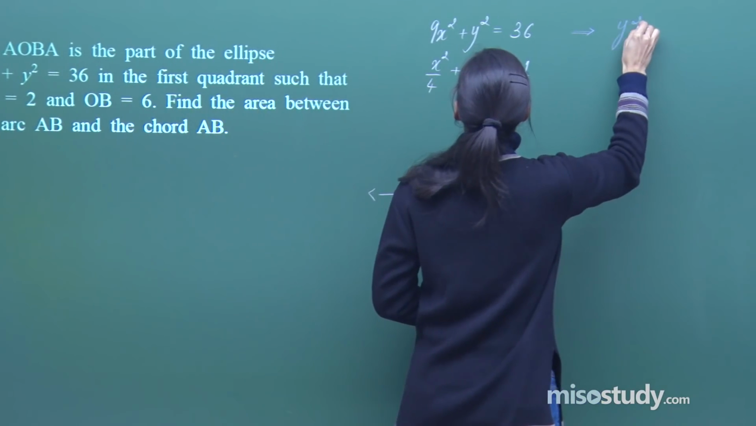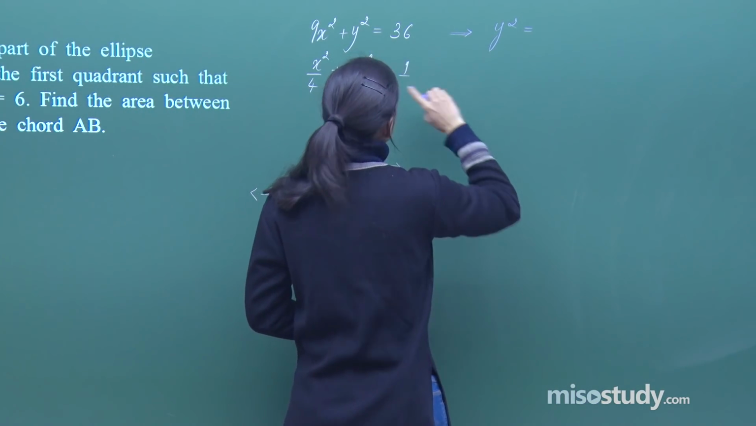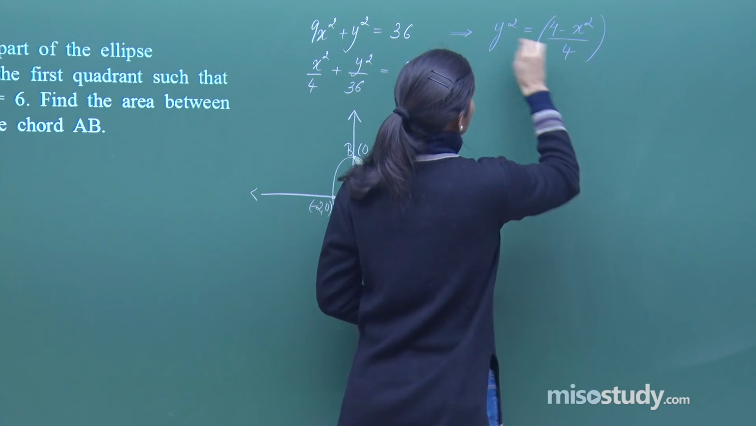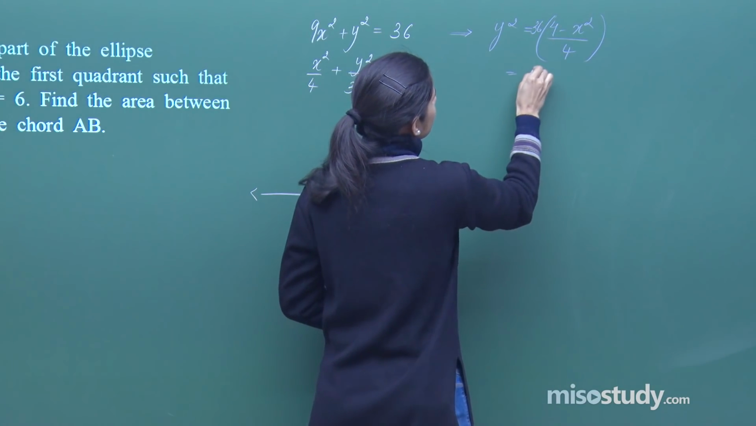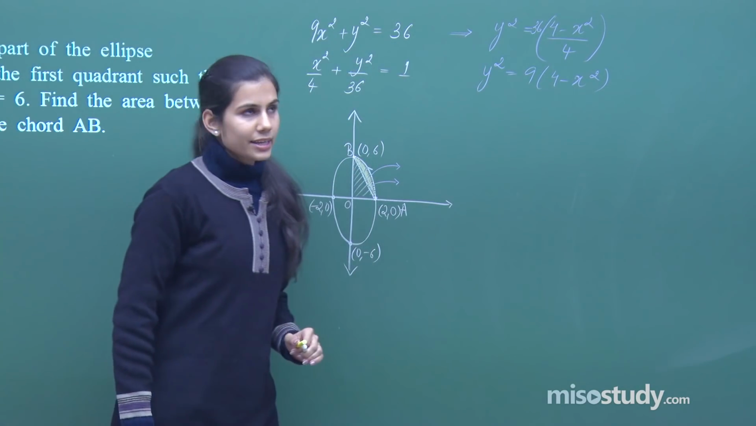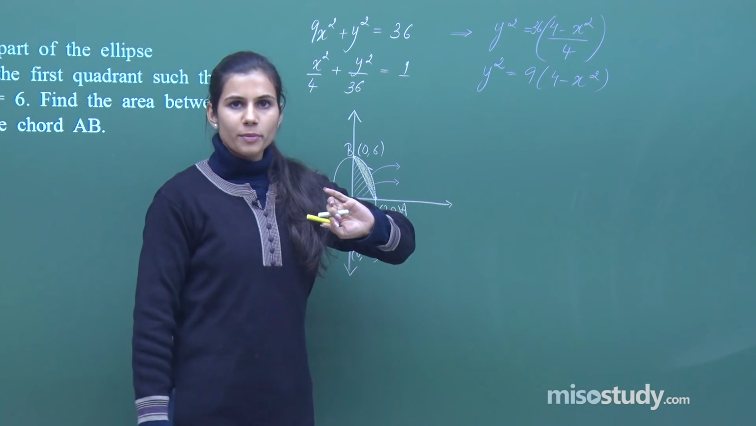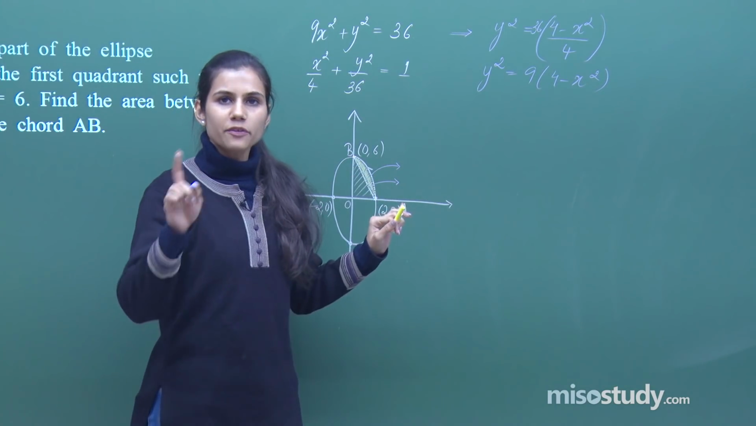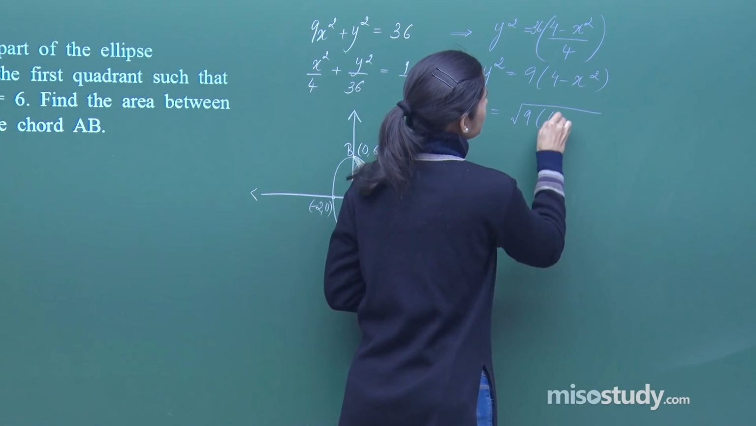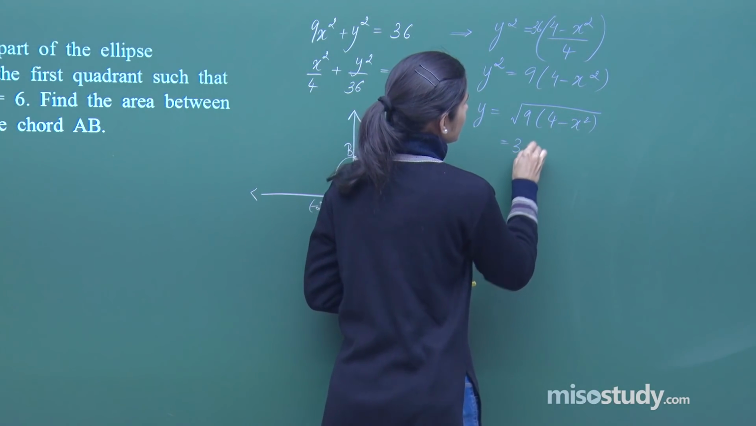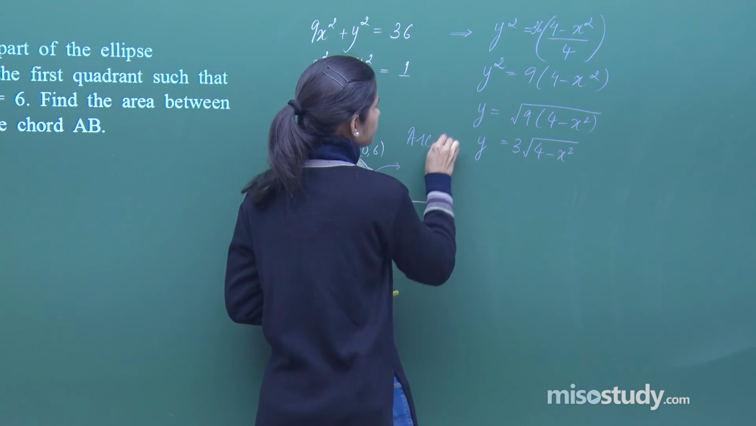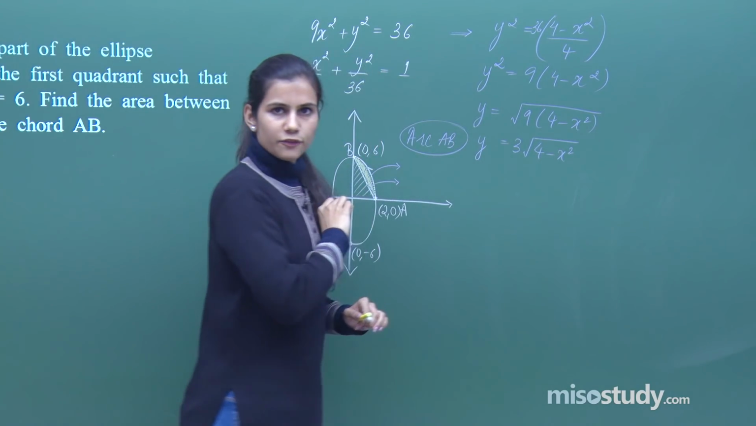You have y square equals 1 minus x square by 4. 1 minus x square by 4 means 4 minus x square by 4, and this is y square by 36, so here you have 36. This gives you 9 times 4 minus x square. This is your actually y square. Now y would be plus minus square root of 9 times 4 minus x square, but minus is not going to come because we are only in the first quadrant. So x and y both are positive. So this gives you square root of 9 times 4 minus x square, which is 3 times square root of 4 minus x square. This is the equation of arc AB.